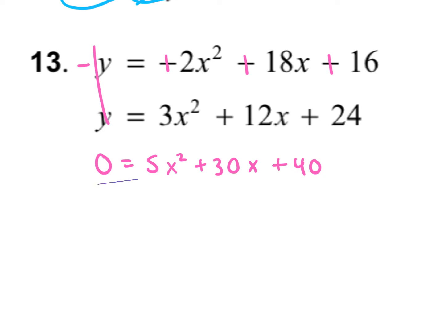How would I factor this? What's the first thing I should do? Before we multiply the first, we want to take out the GCF. So always see if you have a GCF to take out first. It'll make factoring so much easier. So I'm going to divide everything by 5.